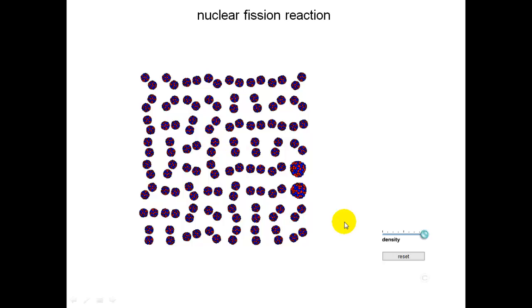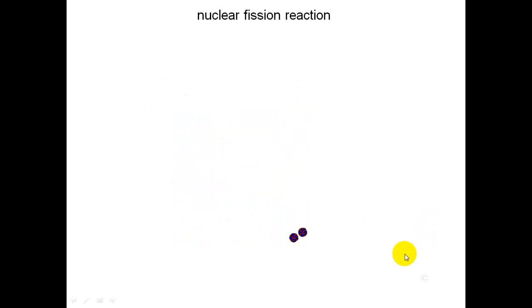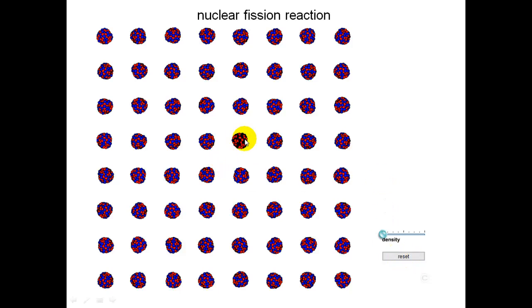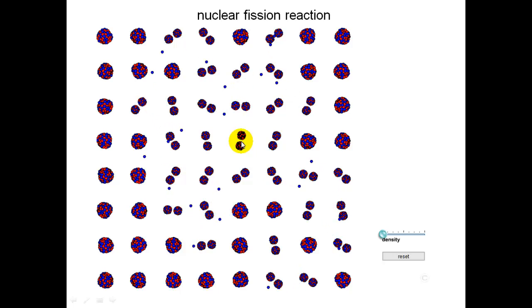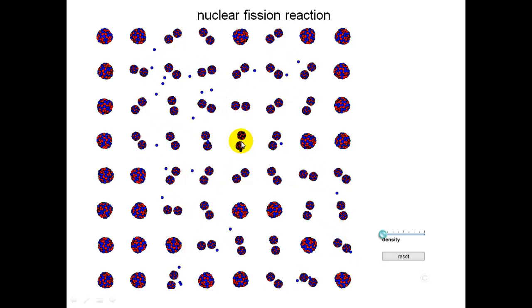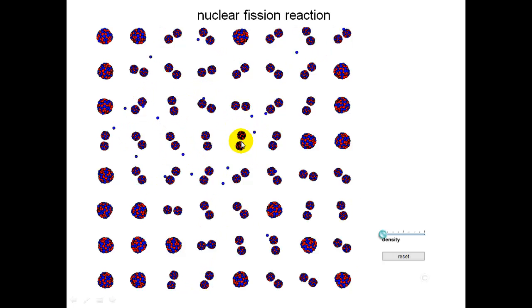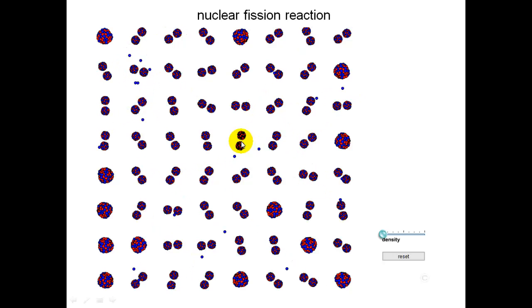We'll try with a different value of the density. We'll try with a larger volume. Having a larger volume means there is more space between the nuclei that can fission, which means it's less likely to maintain a chain reaction. There we have 1, 2, 3, 4, 5 left at the end.